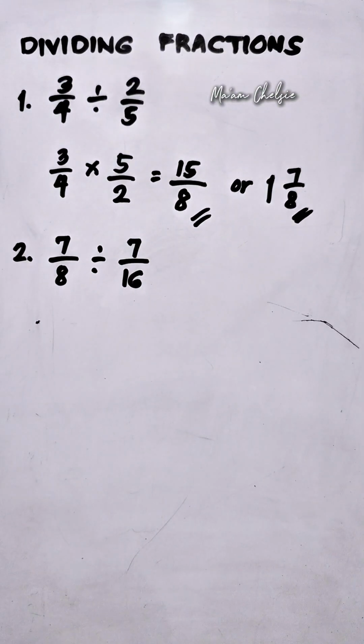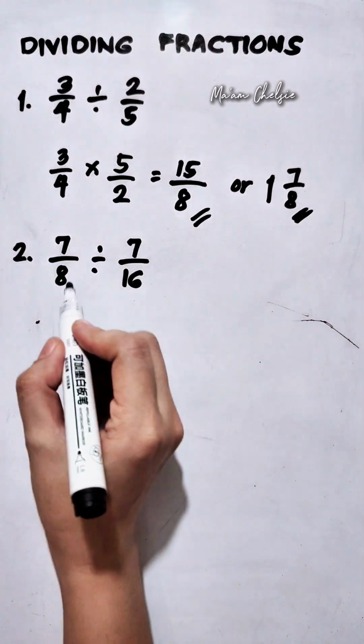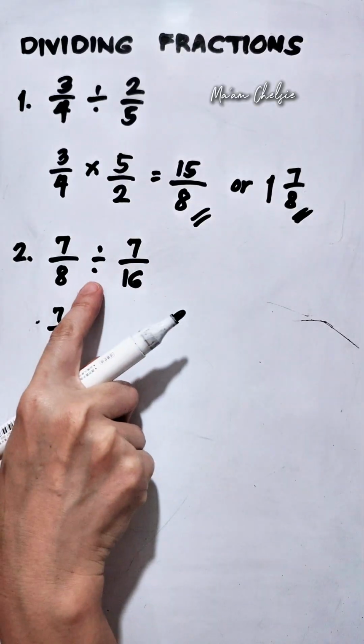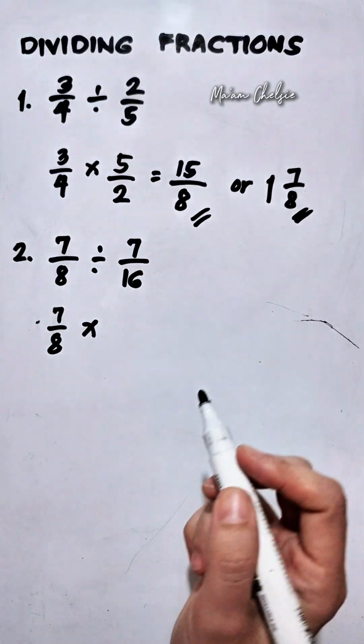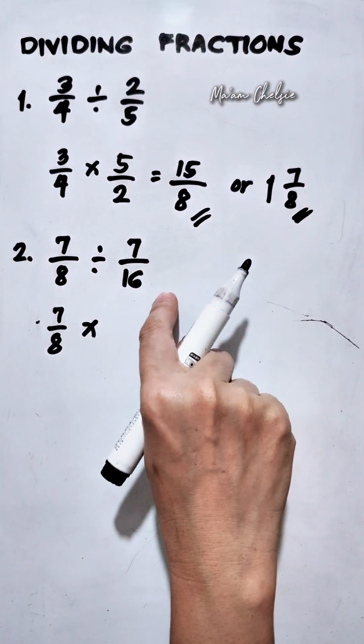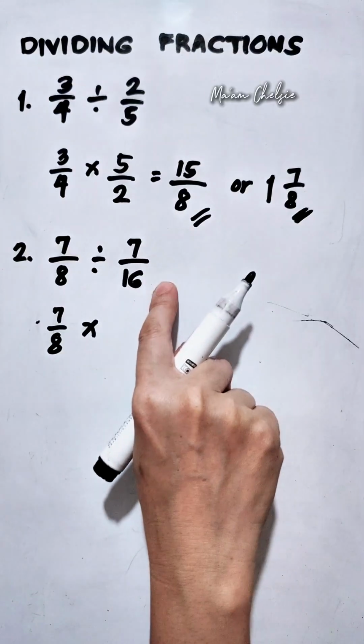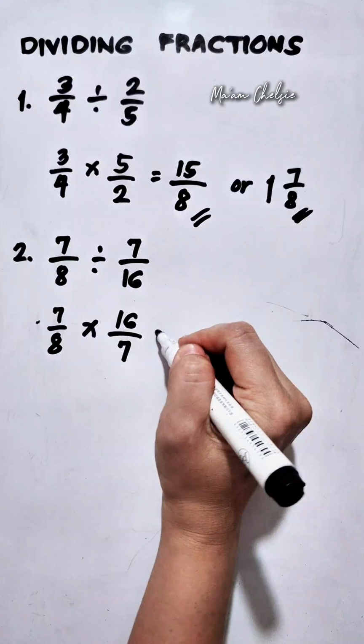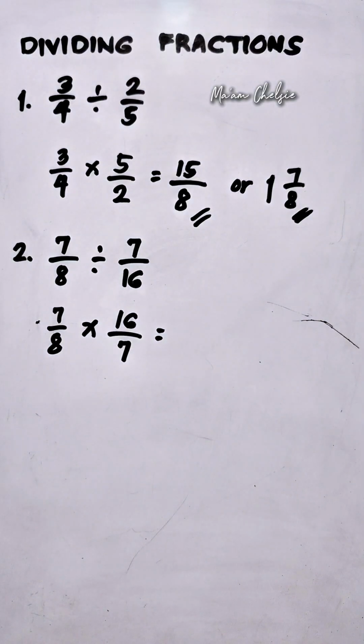Number 2, 7/8 divided by 7 over 16. Okay, gawin ulit natin yung ginawa natin kanina. So, 7/8 as is ang dividend. Tapos, yung division sign, papalitan natin ng multiplication sign. And then, get the reciprocal of the divisor. 7 over 16, magiging 16 over 7. Yan. Tapos, tingnan natin kung may greatest common factor.